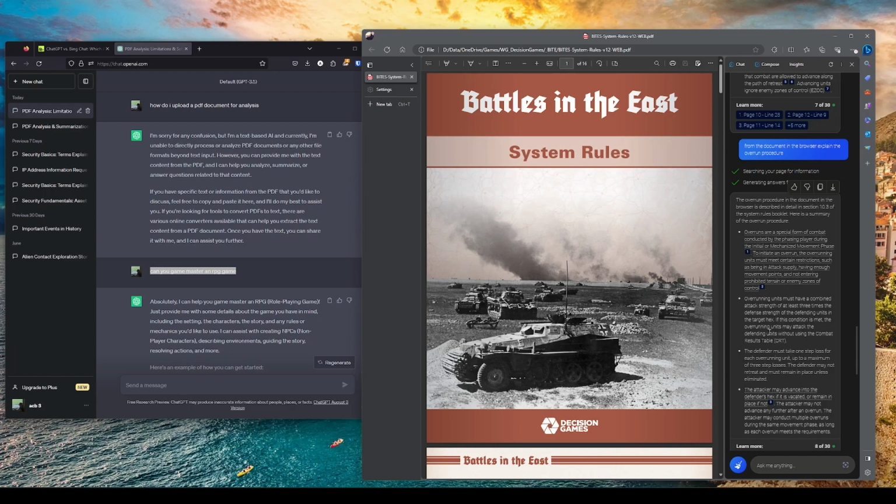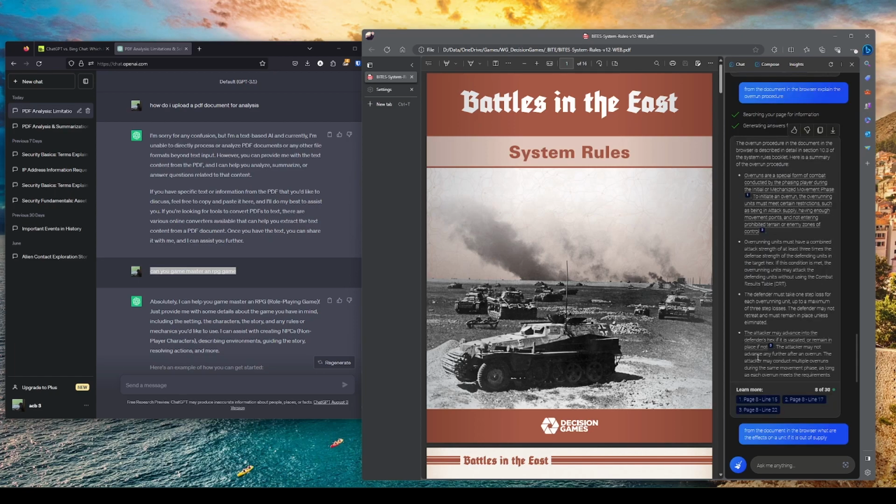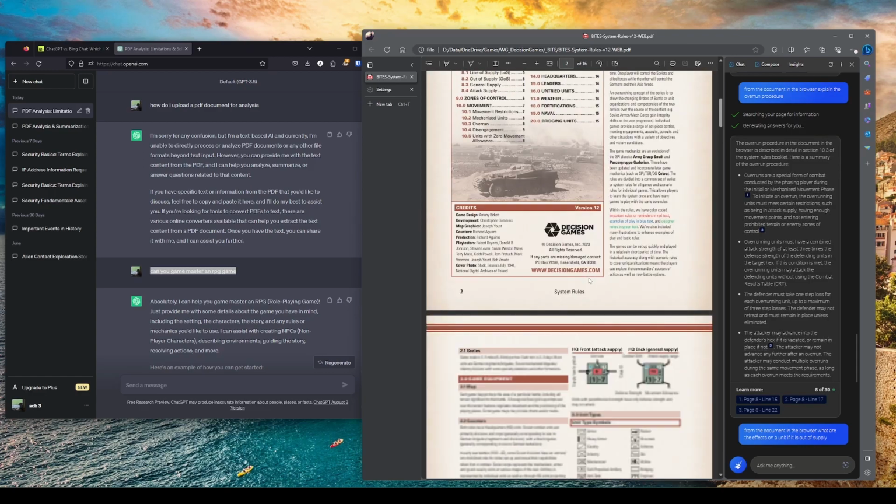I missed that. If this condition is met, the overrunning unit may attack the defending unit without using the combat results table. Holy smoke, I don't remember reading that. And there's no reference. It's probably in there. Defender must take 1 step loss for each overrunning unit, up to a maximum of 3 steps. Okay, wow. I don't remember these. Attacker may advance into the defender's hex. I'm going to have to go back and look at this. Actually, yeah, I'm going to have to validate these rules. I do not remember this.